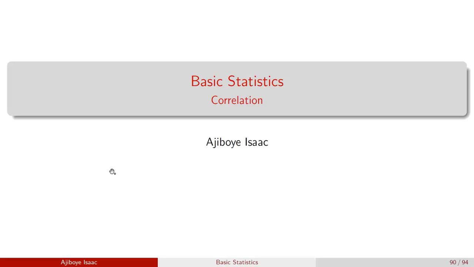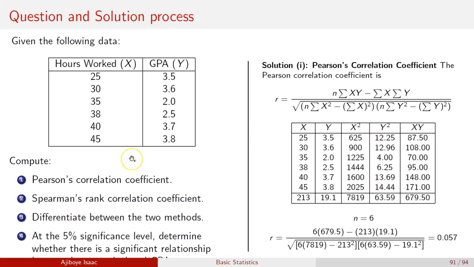Hello, this is part of my basic statistics video series to help your understanding on application of statistical knowledge and to prepare you for any statistical exam. So today we'll be looking at correlation, and to do this, we'll consider an example. We're given the data of hours worked and GPA of students, and we want to compute the Pearson correlation coefficient, the Spearman rank correlation coefficient, differentiate between the two methods, and conduct a hypothesis test at 5% significance level.